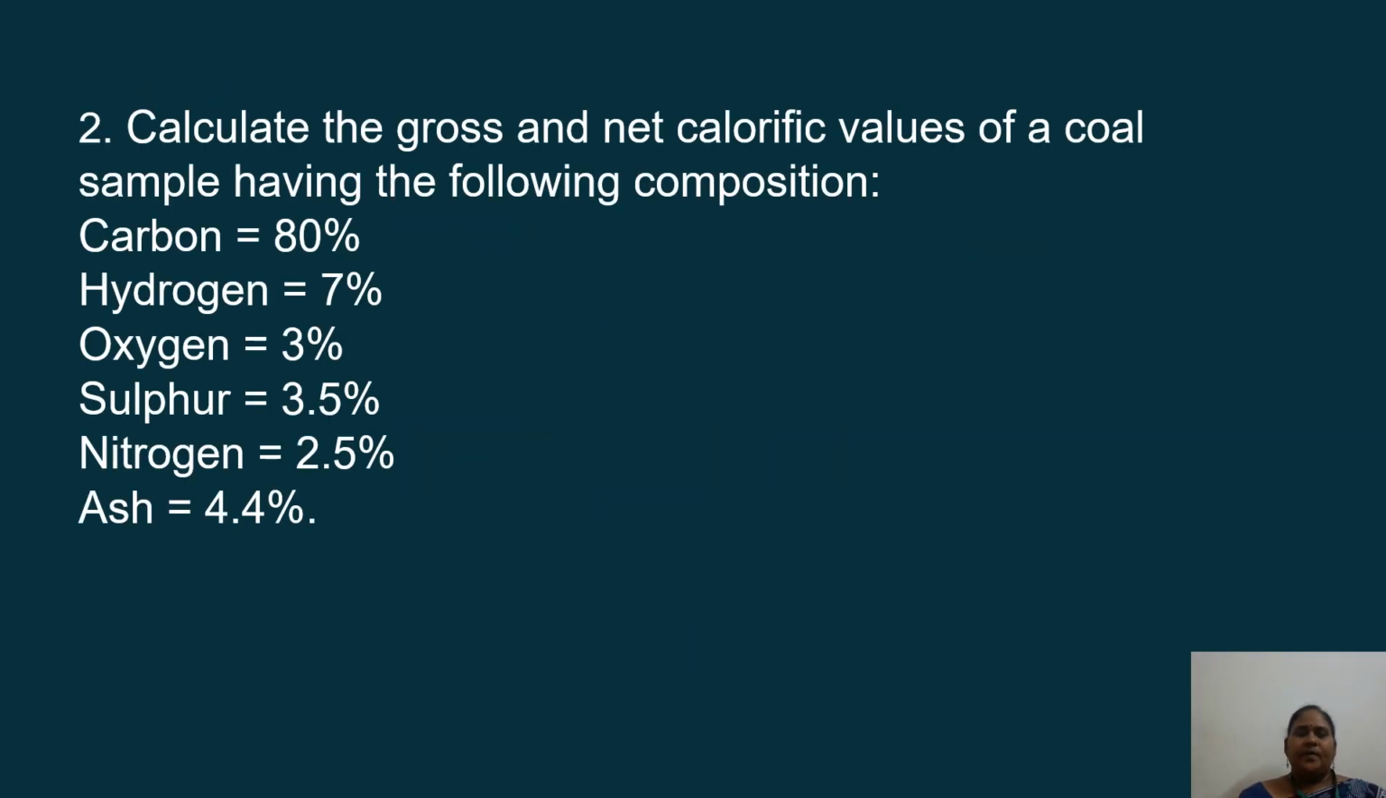Problem number 2. Calculate the gross and net calorific values of a coal sample having the following composition: carbon 80%, hydrogen 7%, oxygen 3%, sulfur 3.5%, nitrogen 2.5%, and ash 4.4%. In this, let us consider the percentage compositions of carbon, hydrogen, oxygen and sulfur. Since nitrogen and ash do not impart any calorific value, they are neglected.